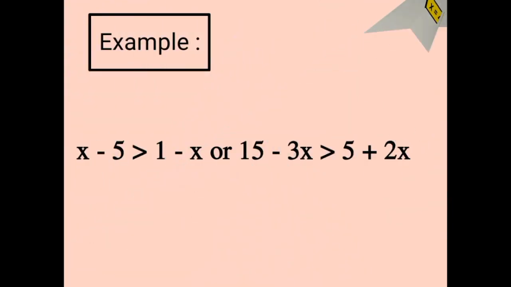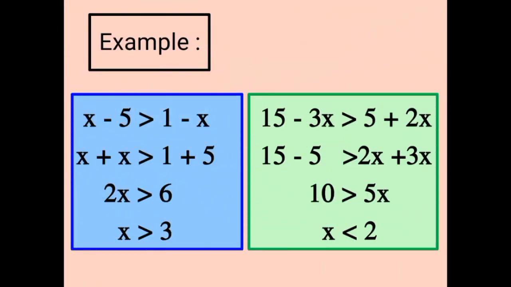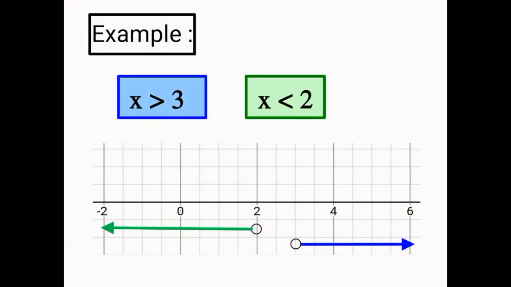Finally, x minus 5 greater than 1 minus x or 15 minus 3x greater than 5 plus 2x. So, x minus 5 greater than 1 minus x, 2x greater than 6, x greater than 3. 15 minus 3x greater than 5 plus 2x, 10 greater than 5x, x less than 2. The number line here represents both the inequalities x greater than 3 or x less than 2. As you can see here, there is no overlap between the two sets of values.